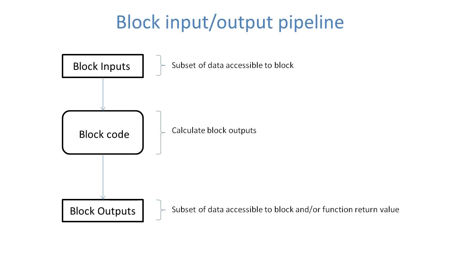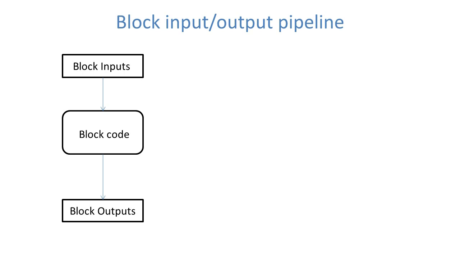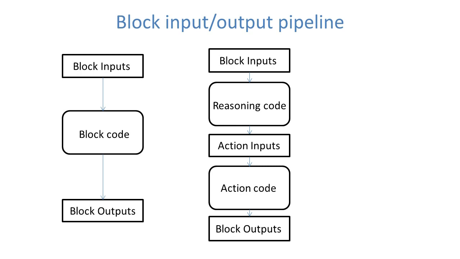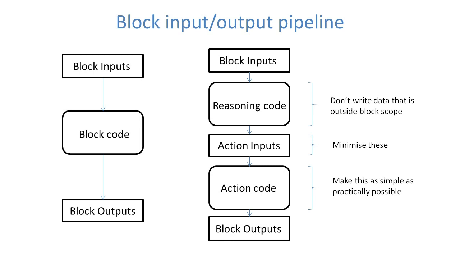Consider that each block is an input-output pipeline. The block code uses a subset of all the data it has access to and transforms the block inputs into the outputs. By separating the block code into reasoning and action, we can say that the reasoning code does some calculation and produces output, but must write no data that is outside block scope. The action code takes the minimal subset of inputs. We should make this as simple as is practically possible, moving anything that can be pre-calculated up into the reasoning code. The action code is what changes the data, and it should be easy to see how that happens.